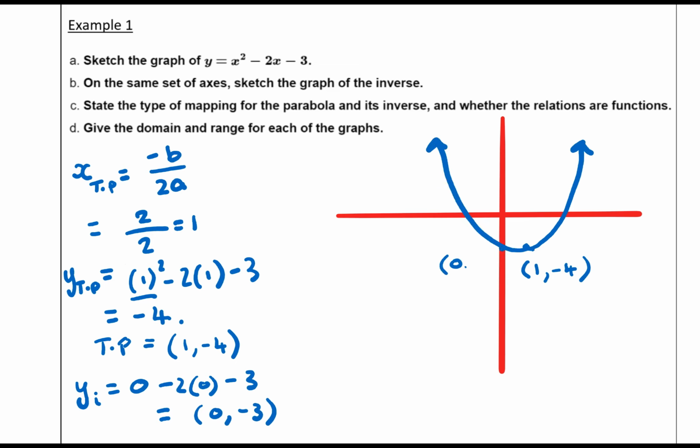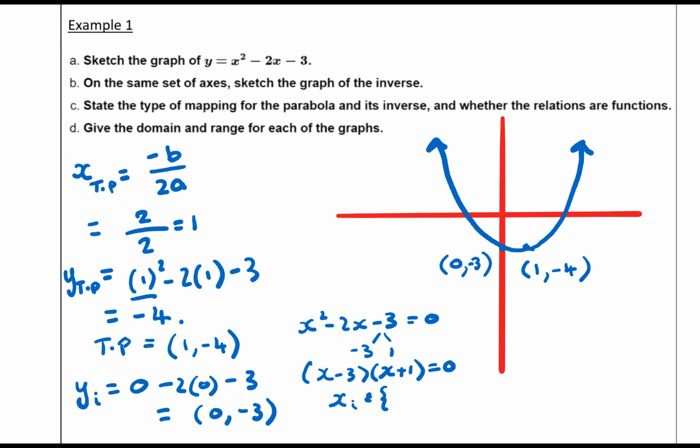And the y-intercept is (0, -3). Now to find the x-intercepts, I need to let y equal 0. So x squared minus 2x minus 3 equals 0. The factors of negative 3 that add up to negative 2 are negative 3 and 1. And so I've got (x - 3)(x + 1) = 0. That is, my x-intercepts are going to be negative 1 and 3. So that's (-1, 0) and (3, 0).